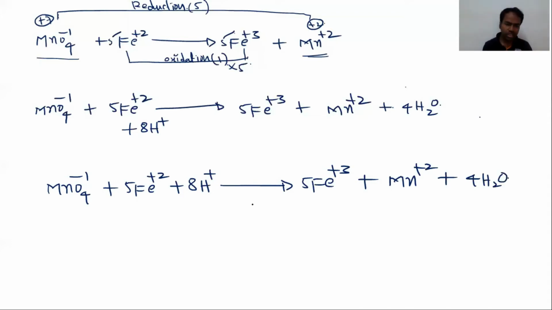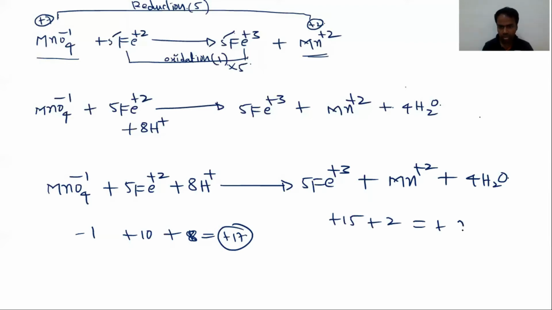If you want to cross check whether this equation is balanced or not, then cross check the charge. Here minus 1, here 5 Fe plus 2 are plus 10, here each hydrogen is plus 1 and 8 hydrogens are plus 8. So what is the net charge here? Plus 17. On the reactant side, the net charge is plus 17. On the product side, what is the charge? 5 Fe plus 3 are plus 15 and this is plus 2, total plus 17. Once the charge is balanced, automatically the redox reaction is balanced.